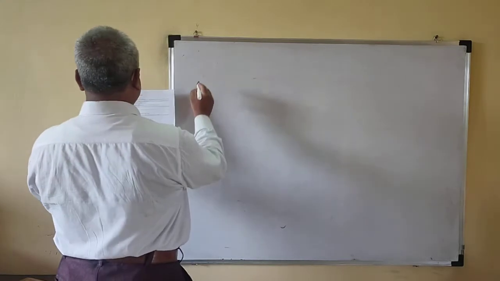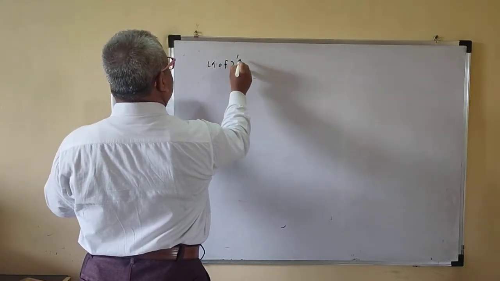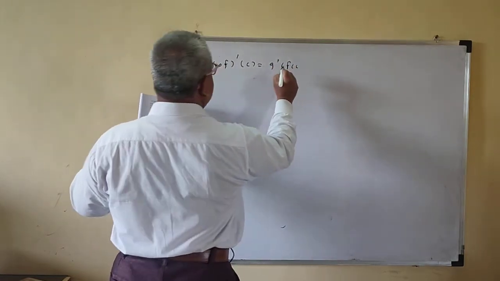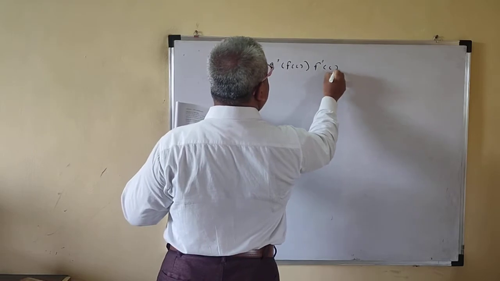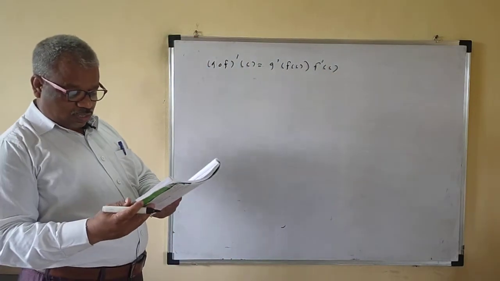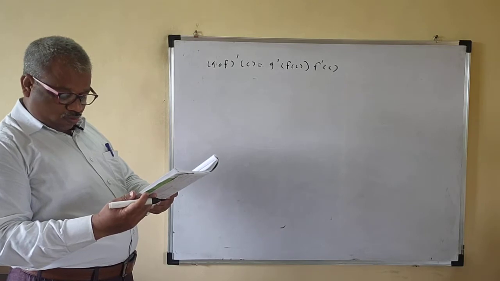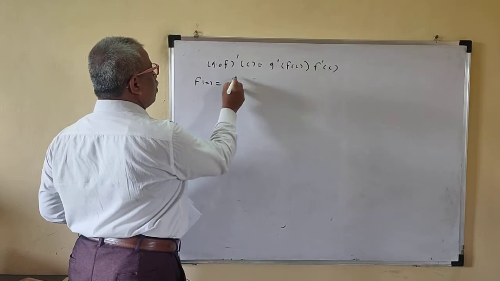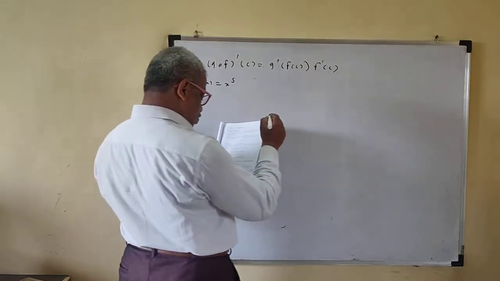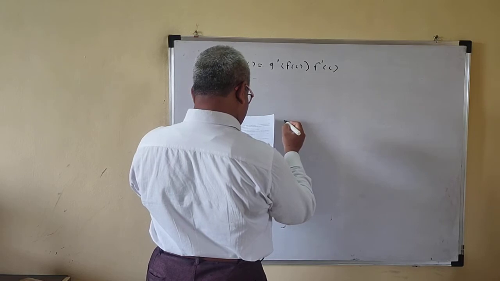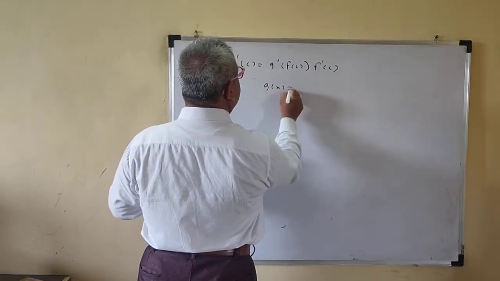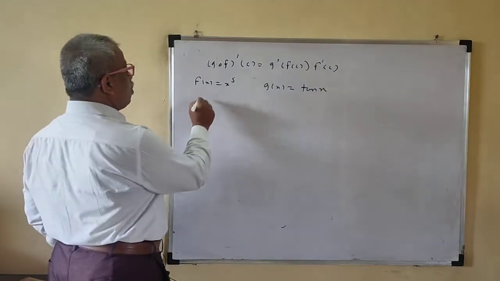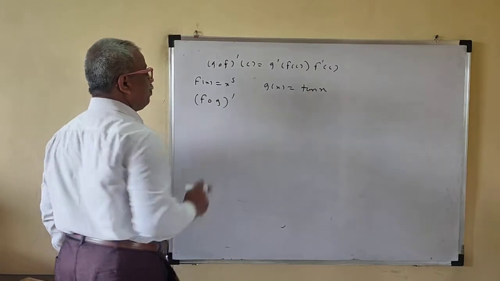Now, you know the chain rule, that is, g compose f derivative at c is nothing but g prime f of c times f dash c. This is the chain rule that you know. We'll see some examples on this. Suppose f of x is equal to x to the power 5, and g of x is equal to tan x. Now we want to find f compose g.